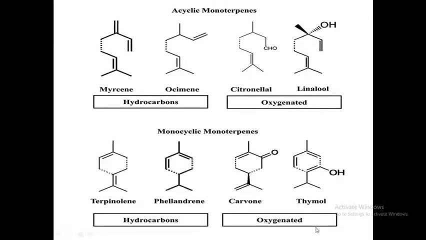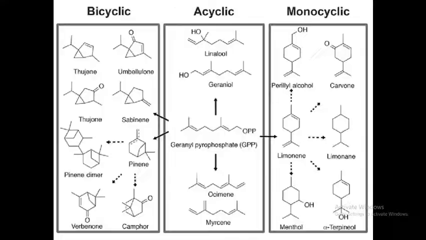Then just see the cyclic monoterpenes, the different cyclic monoterpenes. Thymol is also a cyclic monoterpene. Then carvone we have already discussed. Then phellandrene is also a monocyclic monoterpene. Then terpinolene is again a monocyclic monoterpene. So these are again important structures of monoterpenes, cyclic as well as monocyclic.